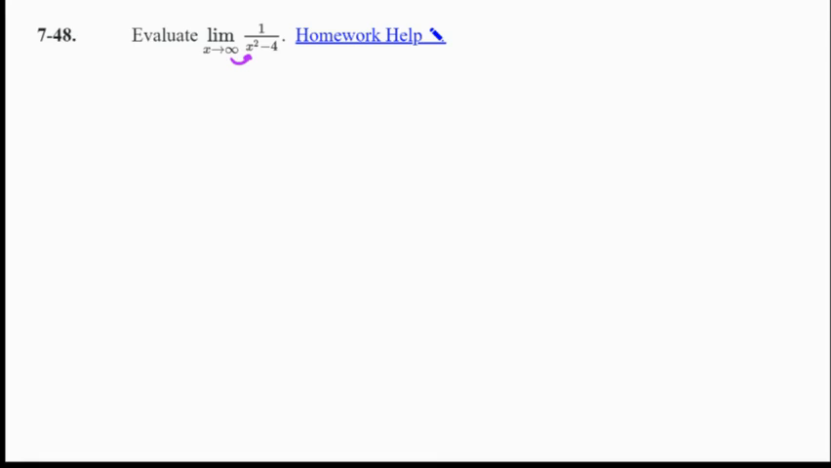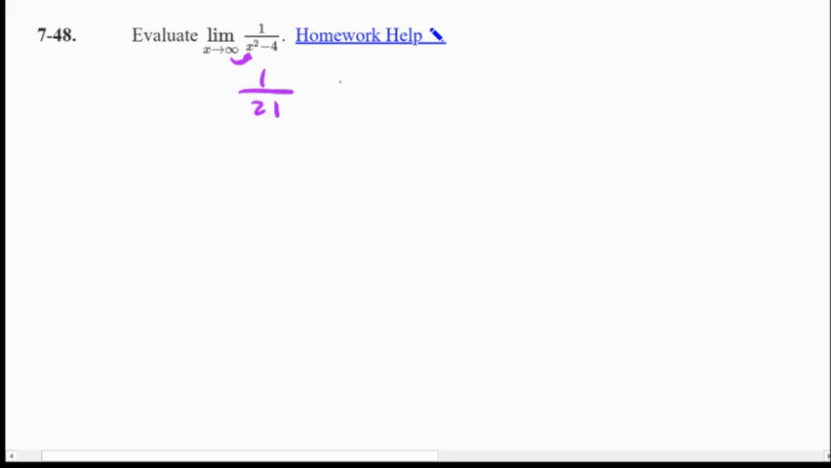Because if we plug in a really big number, we can see what's happening as we go towards infinity. And so as we plug in larger and larger numbers here, the denominator starts to get larger and larger and larger. So if I were to plug in, let's say, 5, that would be 1 over 21, which is already a small number, right? We're only a little bit bigger than 0 here.